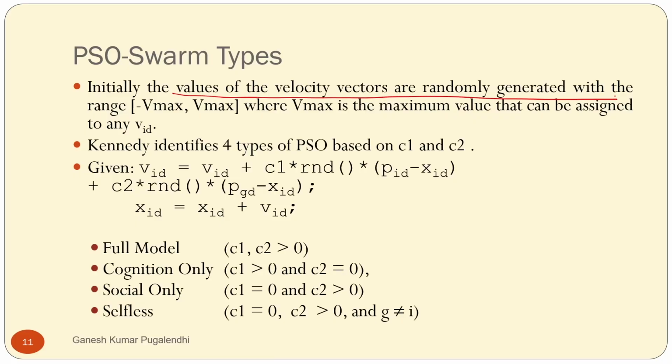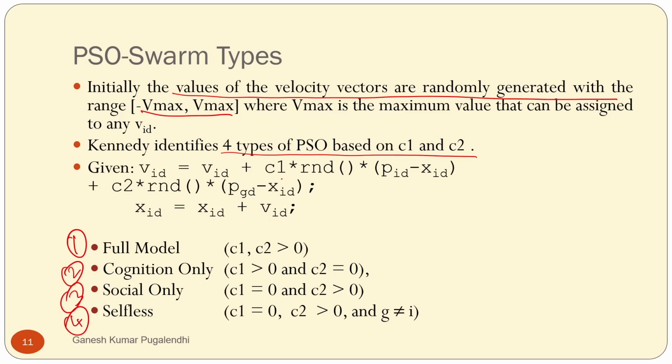That way, the PSO swarm types. Initially, when you start executing this PSO algorithm, the values of the velocity vectors are randomly generated. It may be within the range minus V max to V max. The inventor of this algorithm, Kennedy and Eberhart, has identified 4 types of PSO. Full model, cognition only, social only and selfless. There are 4 models, all based on C1 and C2.